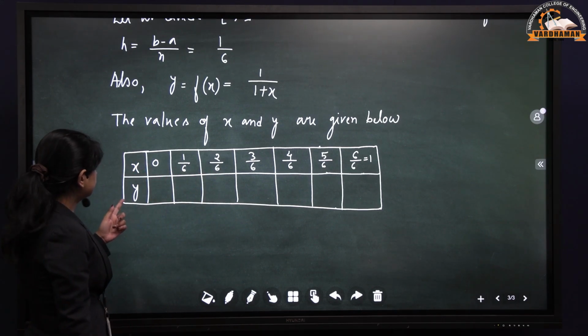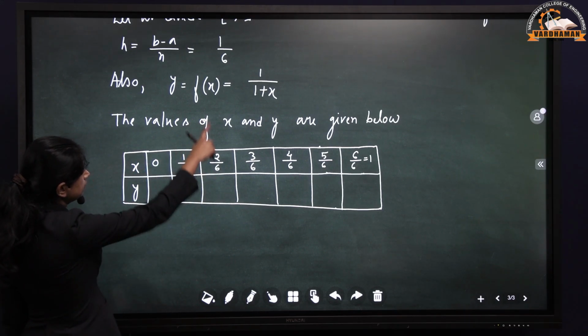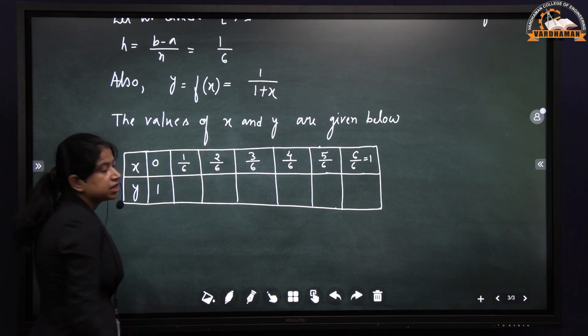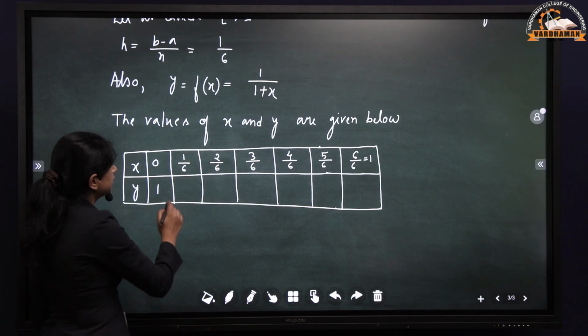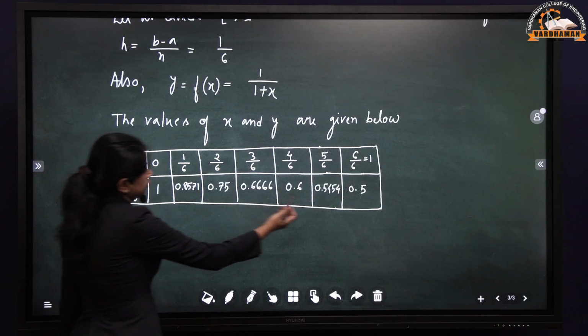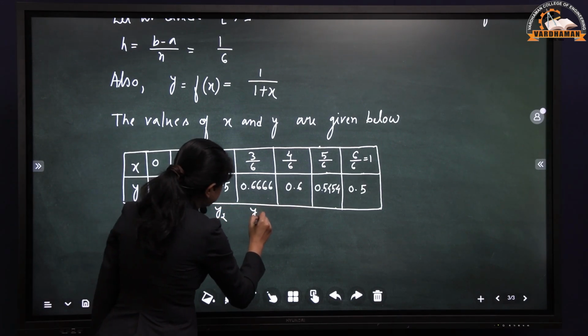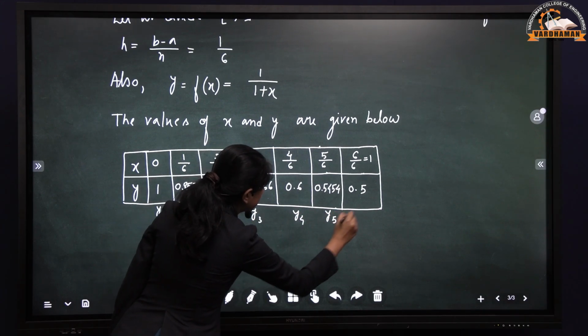Now let us compute y values. Y is 1 by 1 plus x. If you put 0, it will be 1. And for these values, you can use calculator and you will get these values. This is y0, this is y1, this is y2, y3, y4, y5 and y6.